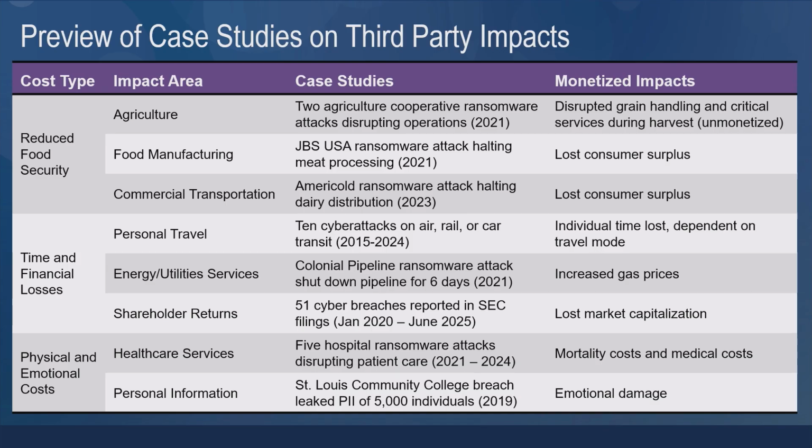Time and financial losses to human beings. So here we categorize personal travel, energy, utility services disruptions, and shareholder returns. So we're gonna have to look real close at shareholder returns because this is huge. There's a lot of existing reports out there that estimate that it's like 10 to 100 times the size of the losses that are directly reported by companies, right? And that's a lot of public people. Your 401k goes down because cyber incidents hit a bunch of the stocks that make up part of your portfolio, right?